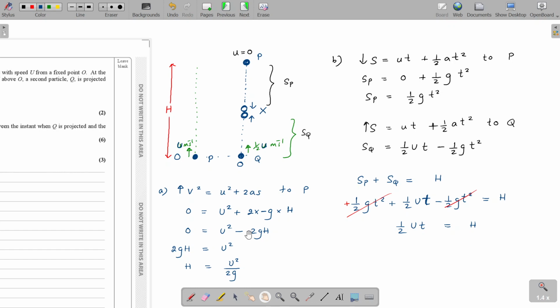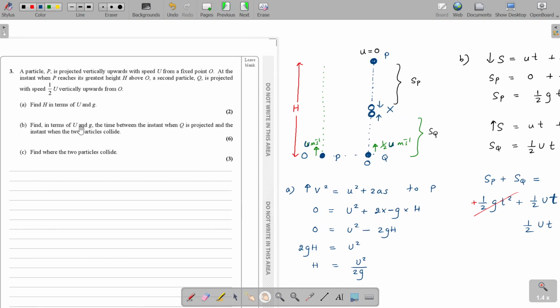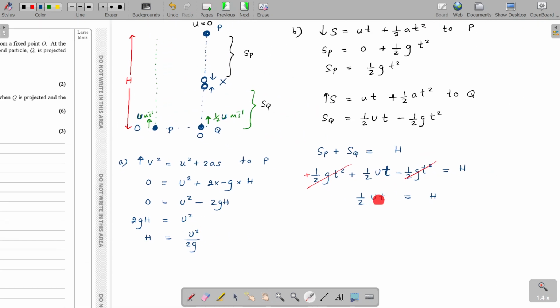Now what are we supposed to find? We are supposed to find t, the time, in terms of u and g. You have to make t the subject. How do you make t the subject? Now you can see I have t here in terms of u and H. So they tell us to get the answer for t in terms of u and g. How do I get rid of the H?